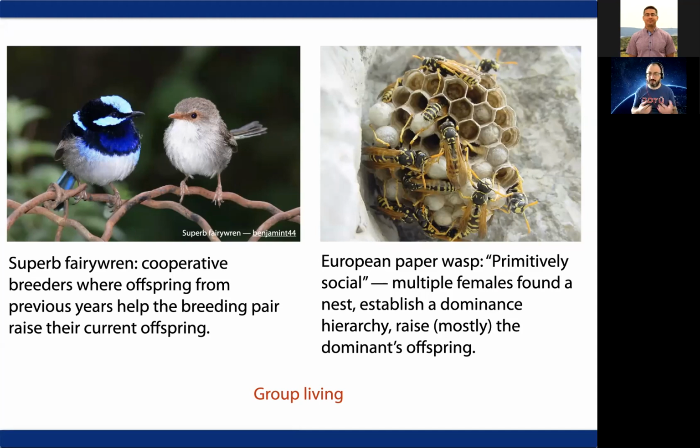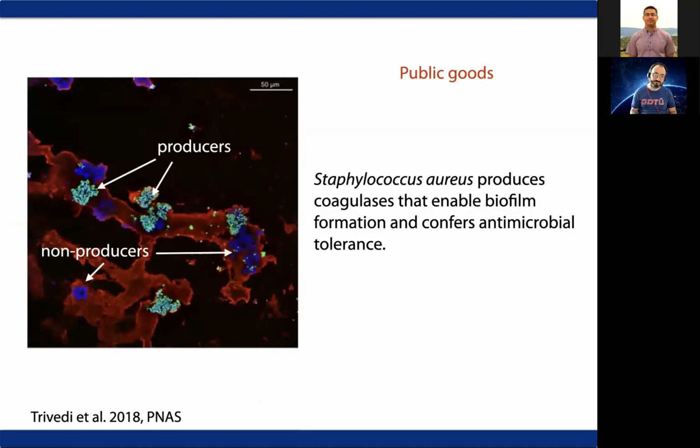Okay, so these are both examples of group living. Individuals in these species don't just live in a group, but also function as a group to some degree, and help or interact with each other to gain fitness benefits. This type of thing is not at all restricted to animals, let alone vertebrates. A lot of microbes also interact socially with each other.